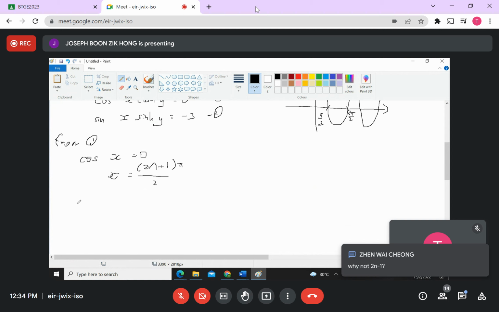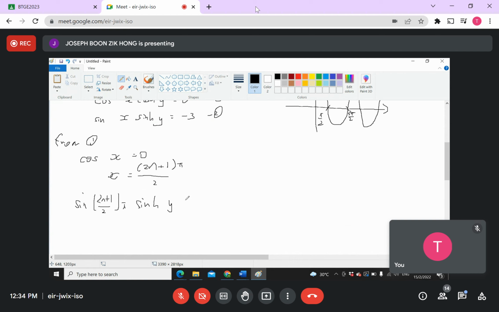Okay, so that means your sine of (2n plus 1) over 2 pi, and then sinh y is equal to -3. So this one, what we give you, this one is (-1) to the power of n. Okay, you can try. Sine pi over 2, okay, we try one by one. Sine pi over 2, I get 1.